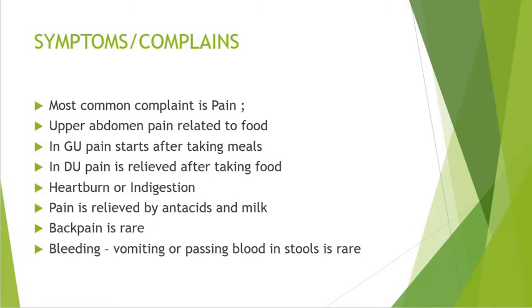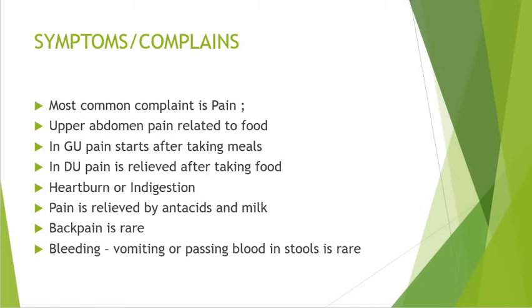Now, the symptoms and complaints. People with peptic ulcer disease mostly complain of pain. This pain is related to food and it is present typically in the upper part of the abdomen. In gastric ulcer, the pain starts after taking meals, whereas in duodenal ulcer, pain is relieved after taking food.